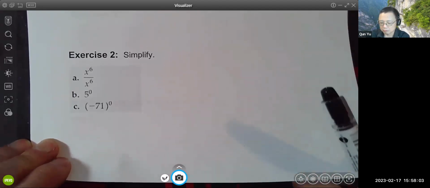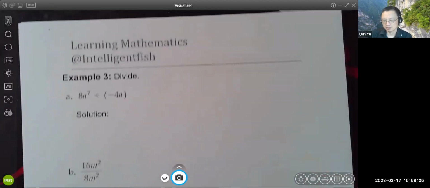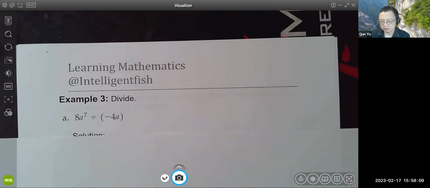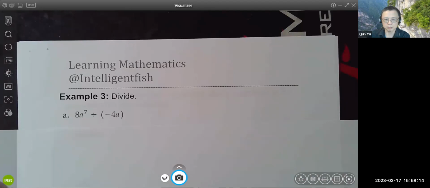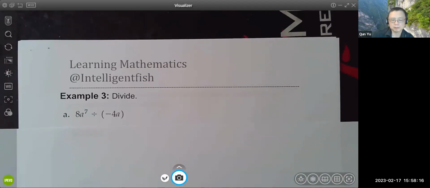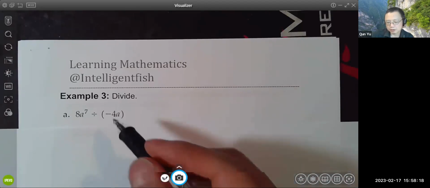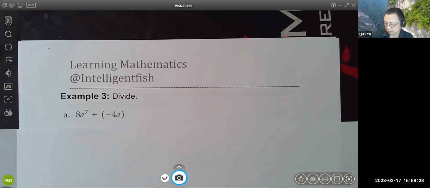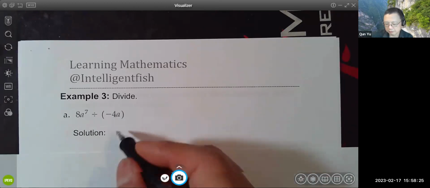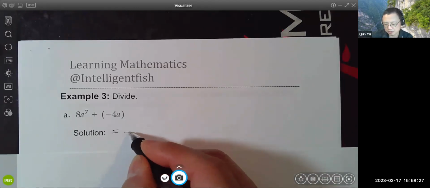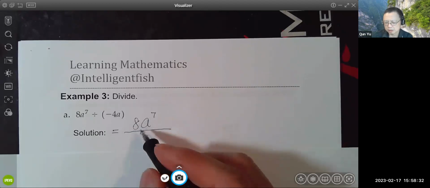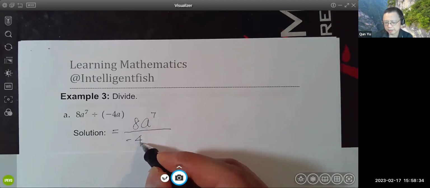Okay, let's move on. We have example 3. Now this time is our example to do a monomial divided by another monomial. First, any division can be written as fraction form. So let's write it as fraction form. You don't have to, by the way. 8a to the 7th power divided by negative 4a.